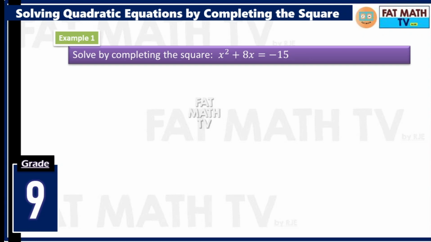Example number 1. Solve by completing the square. X squared plus 8x equals negative 15. So this is a quadratic equation. What you're going to do is complete the square. What square are we referring to in this lesson? It's a perfect square trinomial. So we will make this x squared plus 8x a perfect square trinomial. So we will add another term.